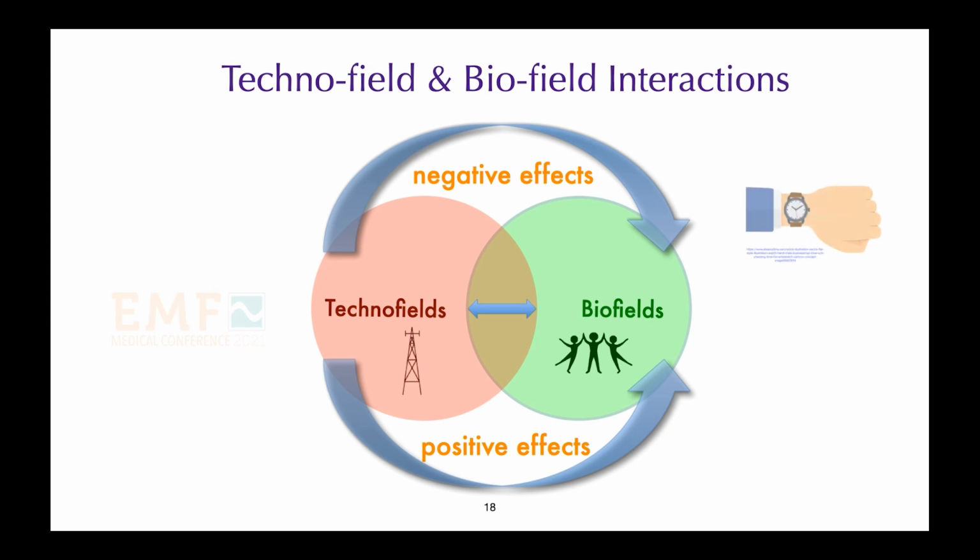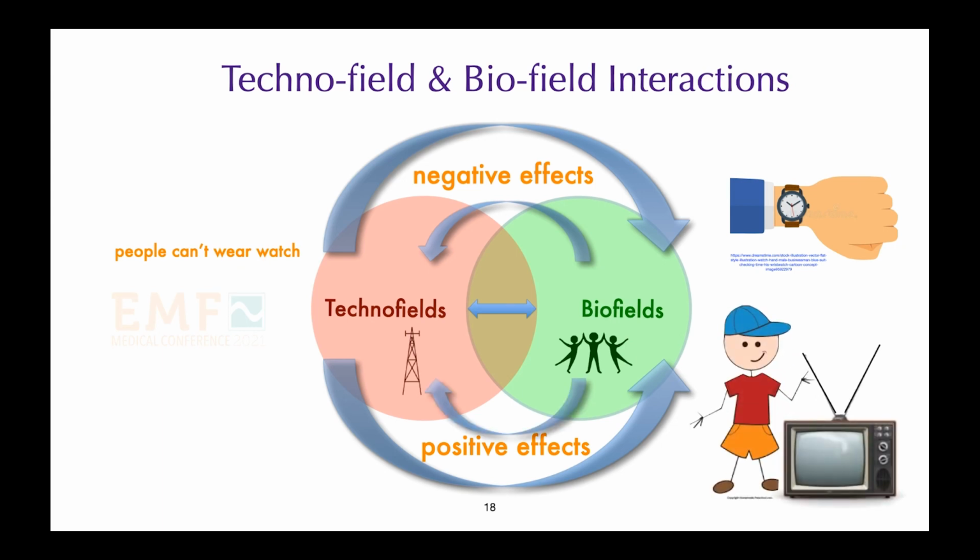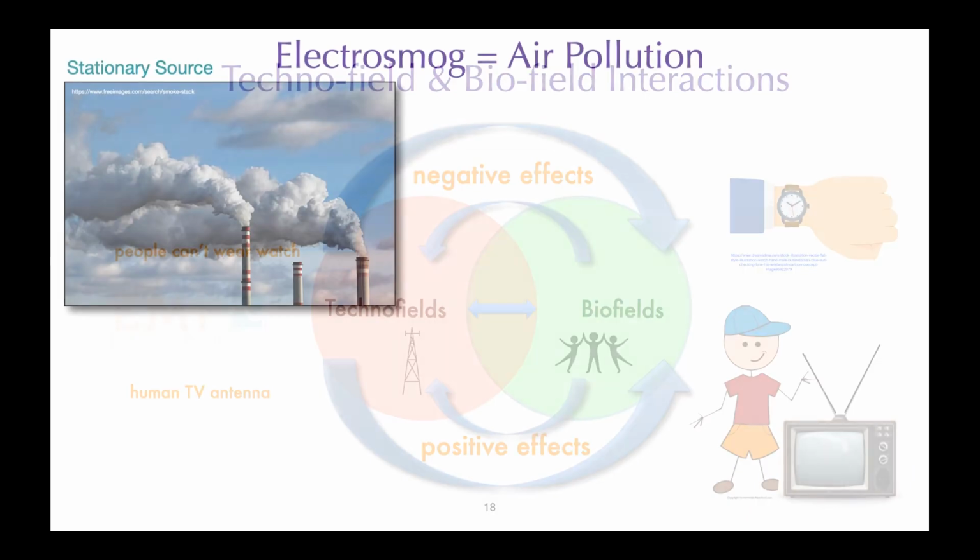Biofields can also affect technofields, so this is not necessarily a one-way effect. In the past, when we had rabbit ear antennas on TV sets, a person could adjust the reception of the moving antenna, and sometimes the best reception was when the person was touching the antenna. In other words, the human body was working as an antenna and improving reception.